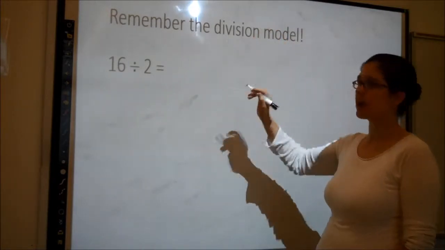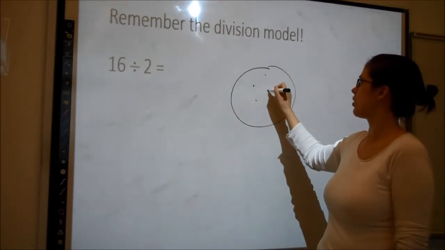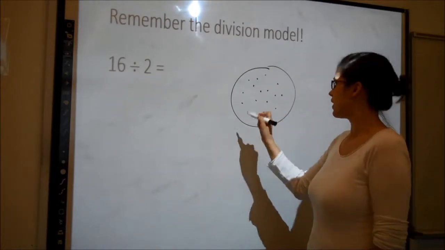So remember the division model? This should be old hat by now. We've done it so many times. 16 is a dividend. 1, 2, 3, 4, 5, 6, 7, 8, 9, 10, 11, 12, 13, 14, 15, 16. And then we take away 2.